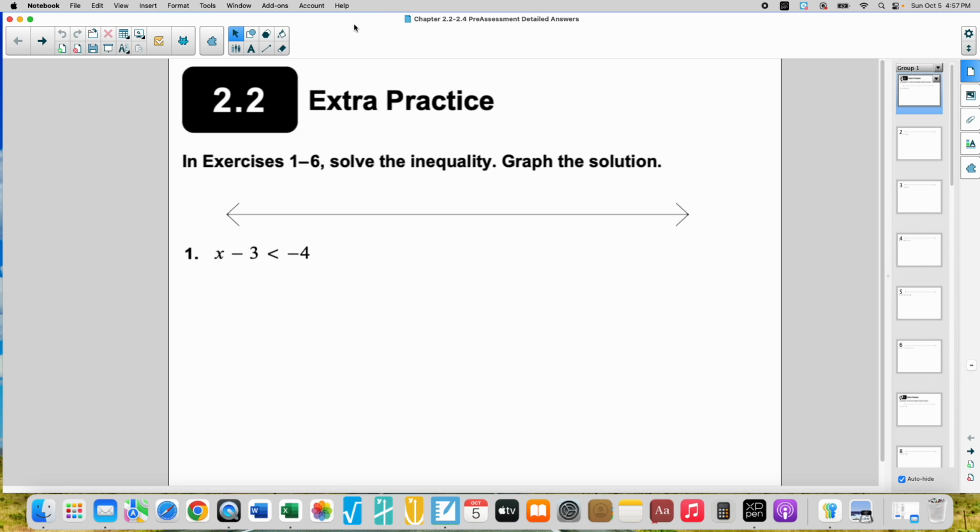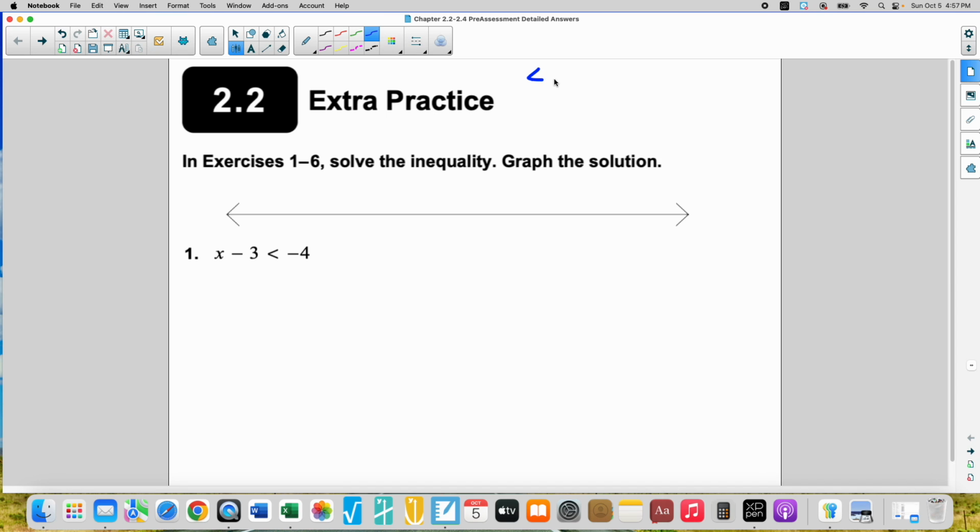We have our 2.2 to 2.4 pre-assessment, working with solving for the variable when dealing with inequalities. Inequality signs, we need to remember a couple things. This is less than or equal to, this is greater than or equal to. And that's going to come into play when we have to graph our solutions. So we need to remember that these are open circles and these are going to be closed circles. We're going to include it because it's equal to.